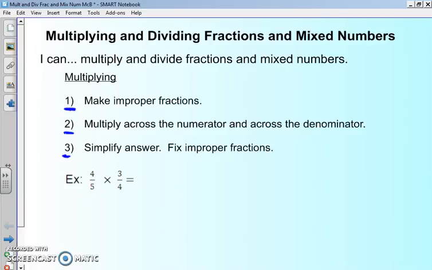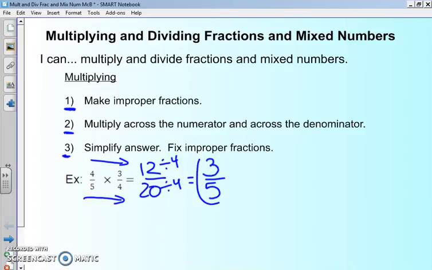This first example, there are no mixed numbers, so I don't have to worry about step one. But step two, I'm going to multiply across the numerator and across the denominator. So multiplying fractions is no problem. Top times top, and bottom times bottom. So we get 4 times 3 is 12 over 20. That's not in simplest form, so step 3 means we're going to simplify our fraction by dividing both the numerator and the denominator by the same thing. In this case, I'm going to divide by 4. So we get 12 divided by 4 is 3, 20 divided by 4 is 5, 3/5 is in simplest form, and that is our answer.